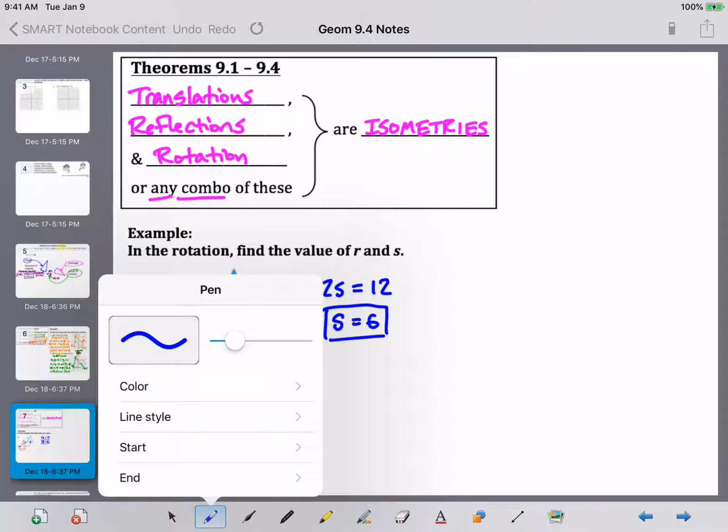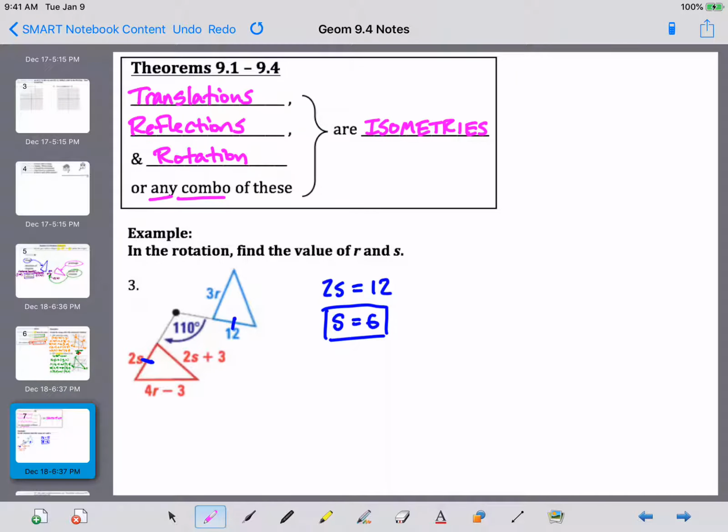Okay, so same with this next pair of sides. We have this 3r right here, matches this 2s plus 3 side right here. Okay, well, if we know 3r equals 2s plus 3, and we just found out that s is 6, well, this would be 3r equals 2 times 6 is 12, plus 3 is 15, so r would have to be 5. All right, so we can use the fact that these don't change size or shape to set up equations to find missing lengths.